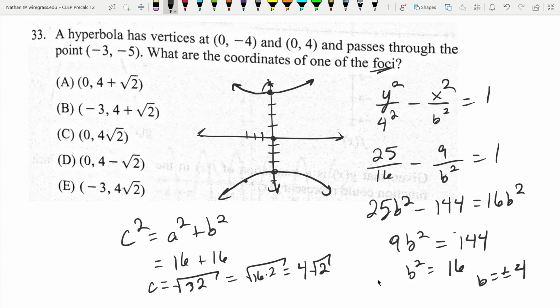Okay, so I'm going to add and subtract this to the y coordinate of the center. The center, though, is (0, 0). So I'm going to add and subtract this to the y coordinate, because it's going to be 4 root 2 up here and 4 root 2 down here for the foci, which means it's not 4 plus root 2. It's 0 plus or minus 4 root 2. That's the idea. So the foci are (0, plus or minus 4 root 2), and that's going to be c.